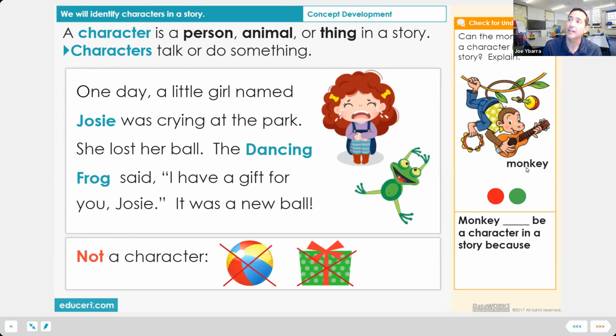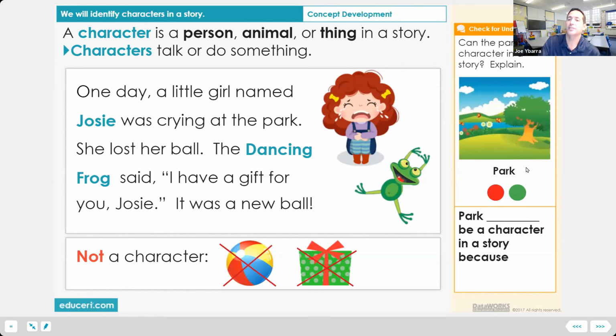Yeah, that's right. Okay. Let me show you an example of differentiation with this question here. Can the park be a character in a story? Explain. Can this park be a character in a story? Talk to your partners, right? Either no, it is not a character for green dot, or yes, it is a character. Show me on your whiteboard, yes or no. Okay, very nice. So let's do some differentiation.